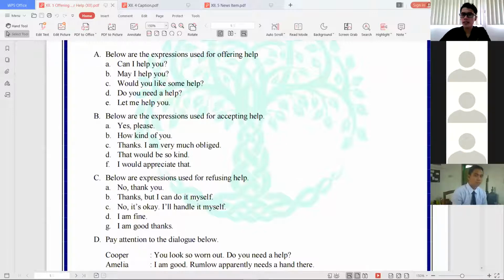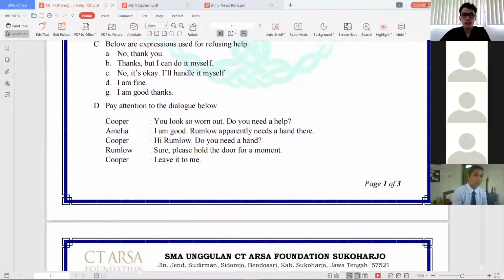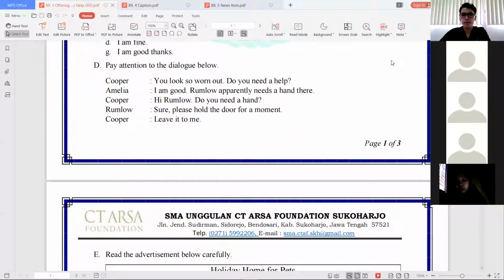Okay, let's see the example of conversation. Cooper and Amelia. Cooper said that you look so worn out. Do you need help? And then Amelia replied, I am good. Ramlo apparently needs a hand there.